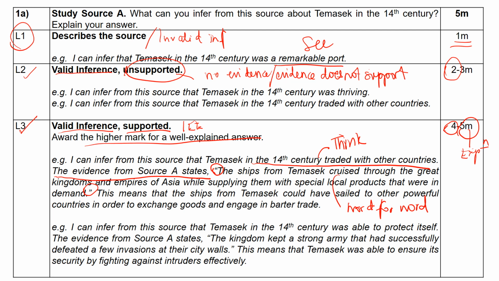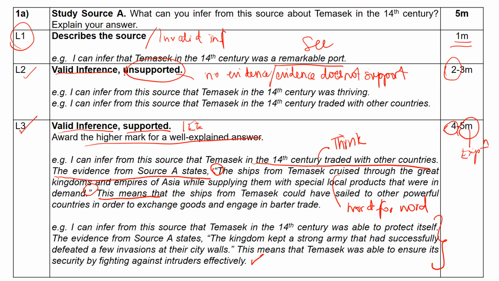And number 3, I explain. My explanation is not just a repeat of my inference. I'm actually explaining my evidence by saying, look, this means that the ships from Temasek could have sailed to other powerful countries in order to exchange goods and engage in barter trade, showing that they traded. This is the second inference, I mean. A lot of you wrote this down. So if you're one of those who wrote it down, then take down the explanation, take down all the answers so that you can improve yourself next time.